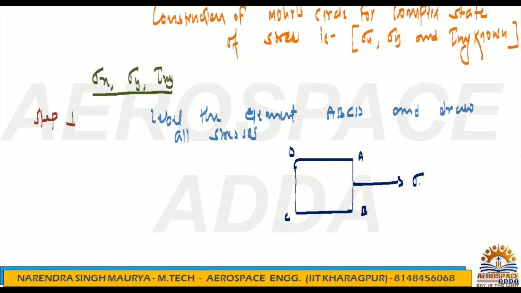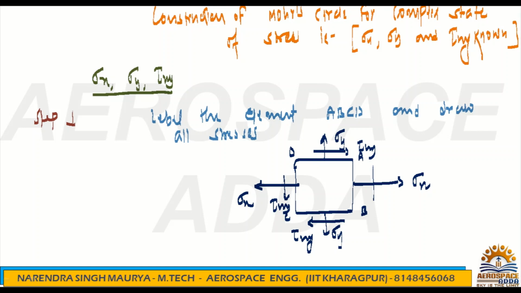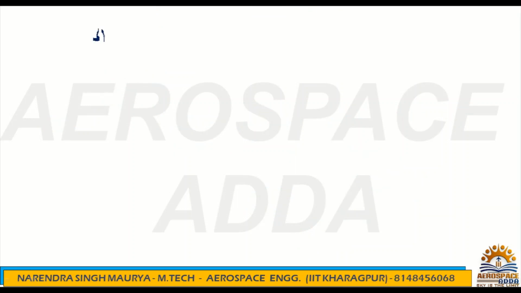It is nothing but sigma x, sigma y. Now we are also having tau xy. Okay, these all are the stresses. This is step one. We'll go for step two.